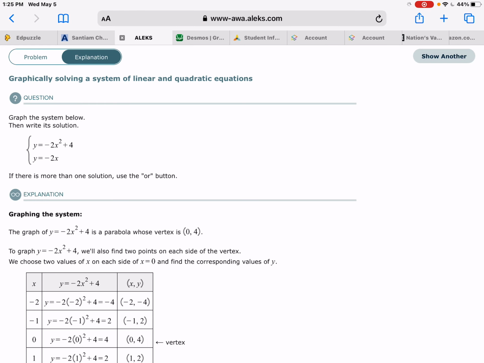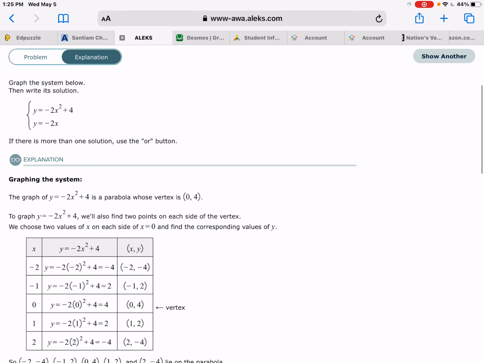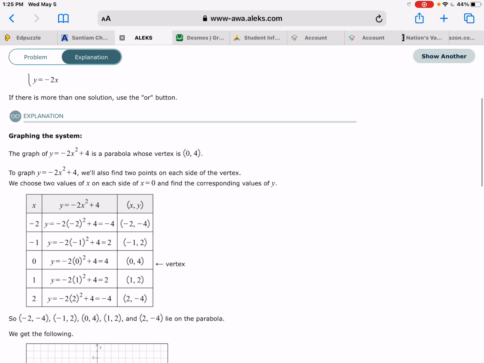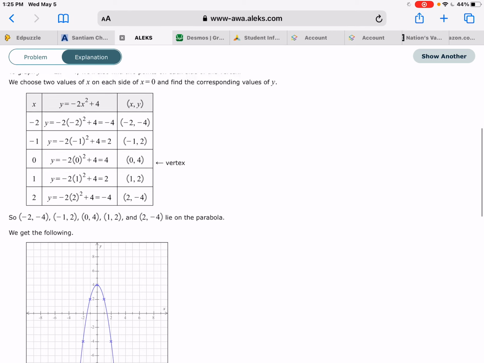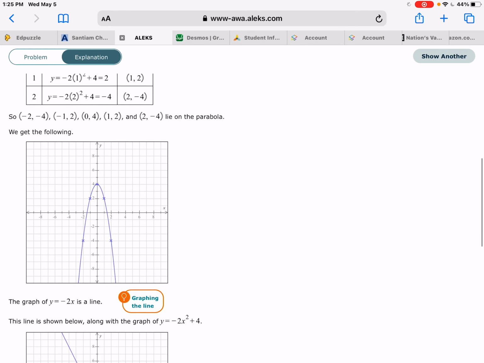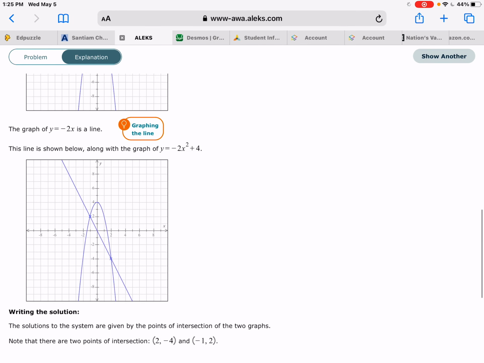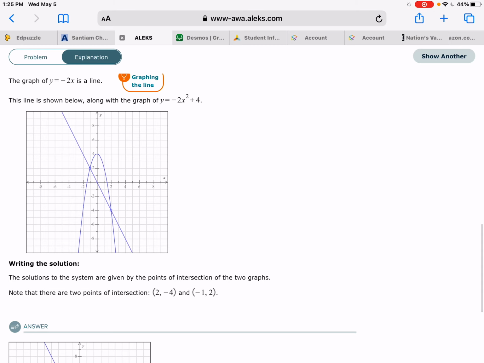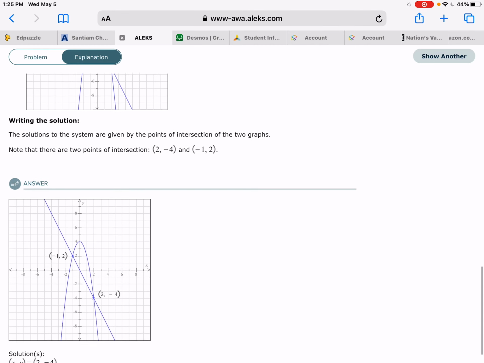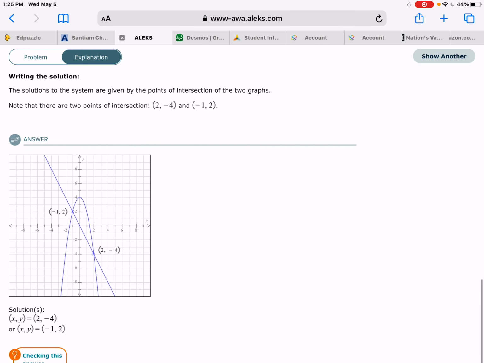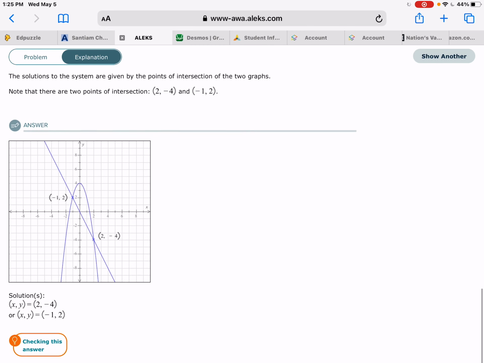We can look at the explanation. They make a table of values. So if you were going to try to graph by hand a little more accurately, you might want a table of values, picking some values for x, plugging them in, finding out what value of y goes with each x, and then graphing. You see these two things together, you'll be able to do that in ALEX. And then here's our 2 points of intersection like we saw in Desmos.